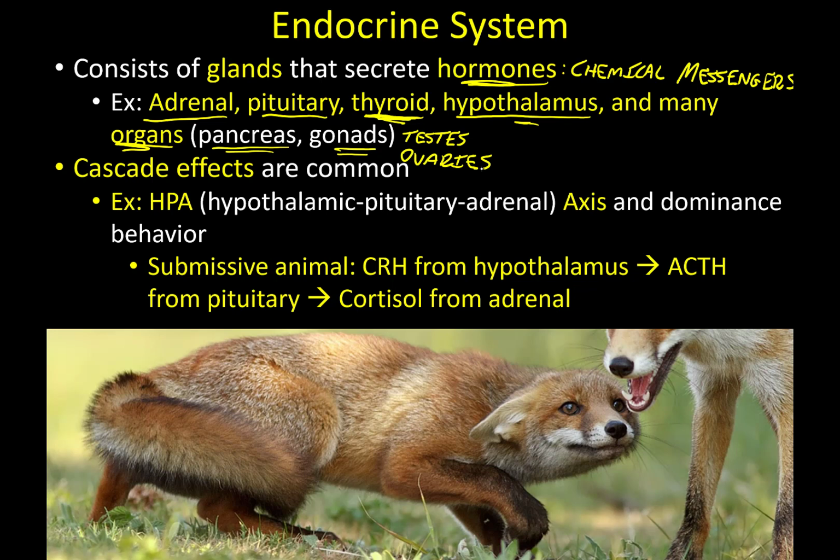Now, hormones often don't act alone. Frequently, one hormone will trigger the release of another, which will then trigger the release of another. These are called cascade effects, and you can think of them sort of as like a domino effect. When hormone A is released, it actually triggers the release of hormone B, which triggers the release of hormone C, which actually causes something to happen. Okay, some sort of change in the body.